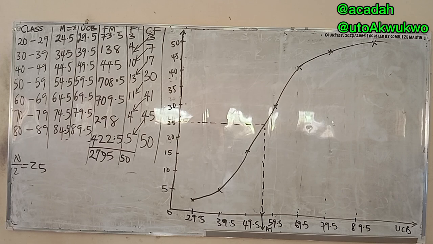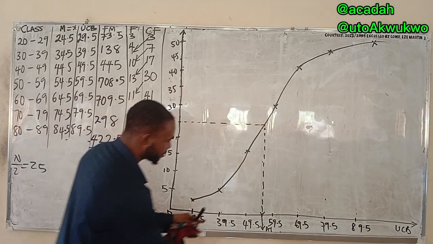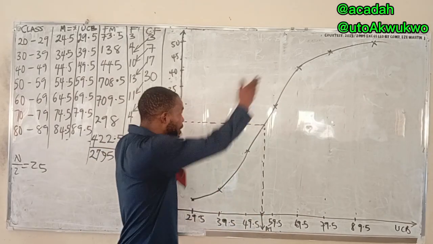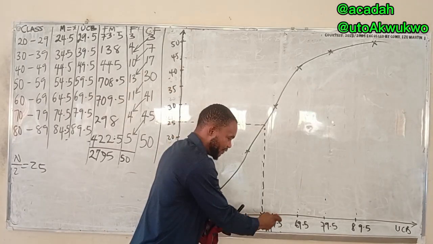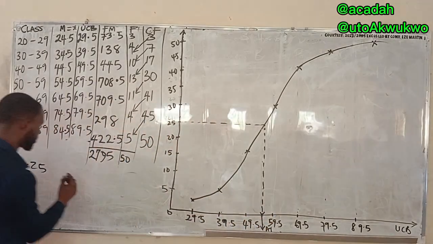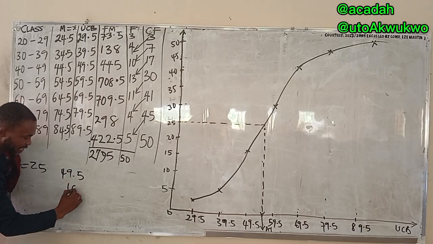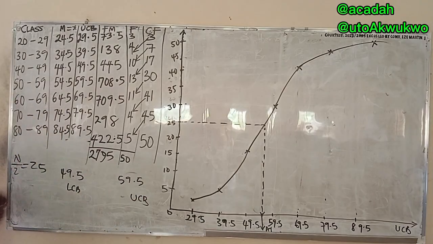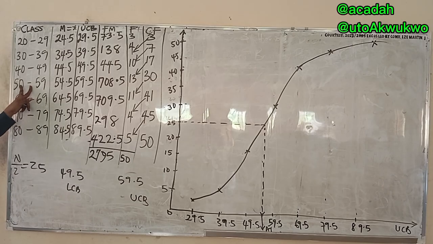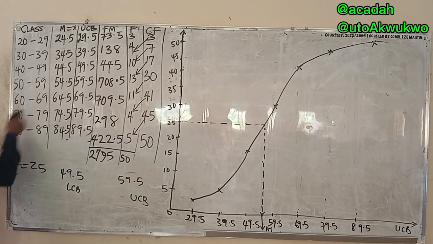Now that you've gotten this, if you are not using a graph, how do you get to using the formula? This thing helps you find a class. You must draw this thing as well, but the only thing is it has found out that it's in a class of 49.5 and 59.5. If I have 49.5 as a lower class boundary and 59.5 as an upper class boundary, which class is this? Which class on your table has upper class boundary 59.5? This is the class, because the lower class boundary of this will be 49.5.